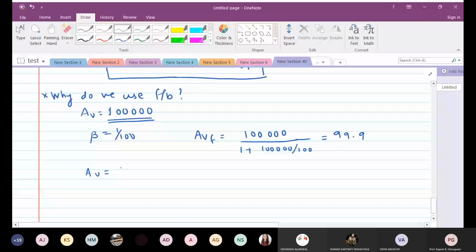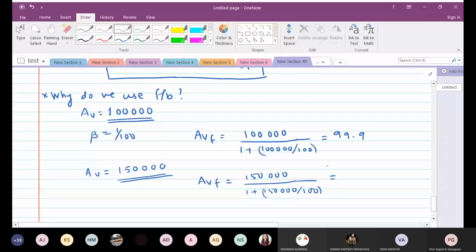Yes, sir. All right. So let us say now I've used another transistor over there, and because of that I am getting AV as 150,000 or 150K. Now find out what is AVF. What do you get? 99.93, 99.9. Do you see something happening here?